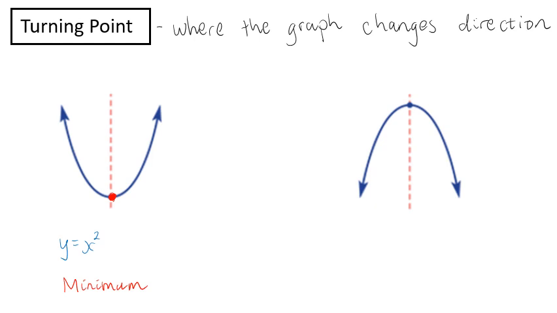This one on the right, this parabola has the equation y equals negative x squared. So it's flipped upside down. So its turning point, where it changes direction, is up here. What do you think we call this turning point? We call it the maximum. It's the maximum point, or the highest point, the parabola reaches.